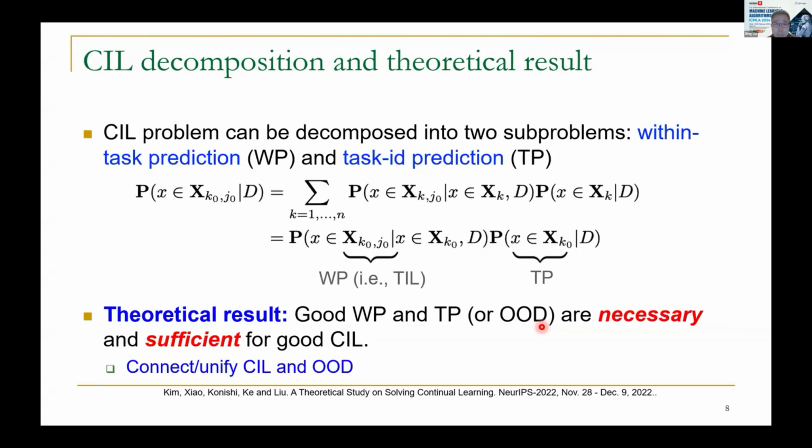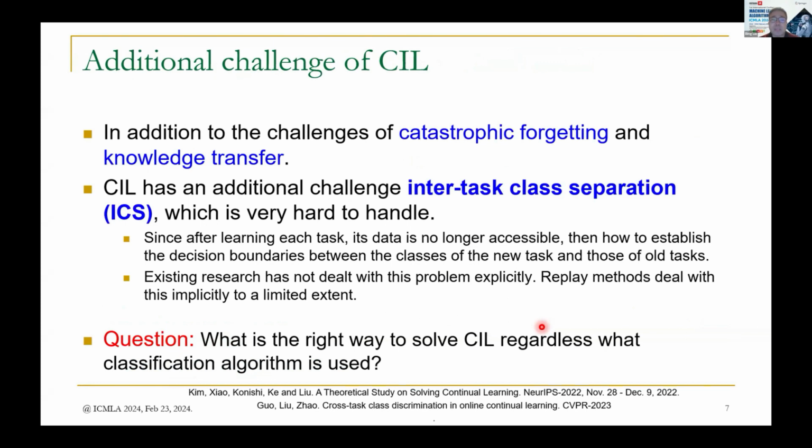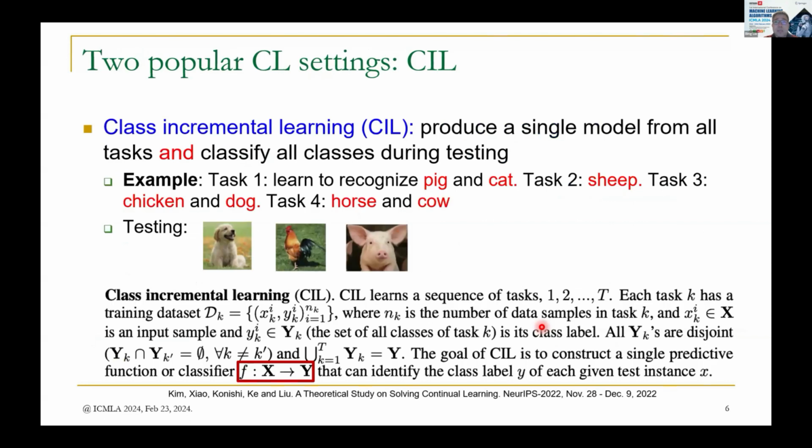So what is the intuition? The intuition previously had a slide, but I removed that slide. You can see we have this problem of inter-task class separation, which basically means that when I learn task number 2, sheep, I have no idea about the pig and cat, because I don't have the data of those things anymore.